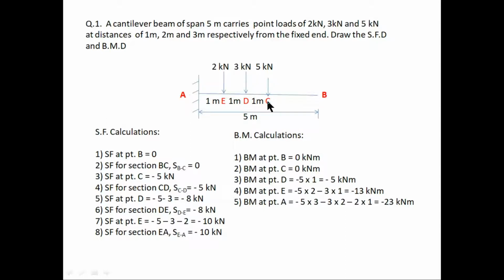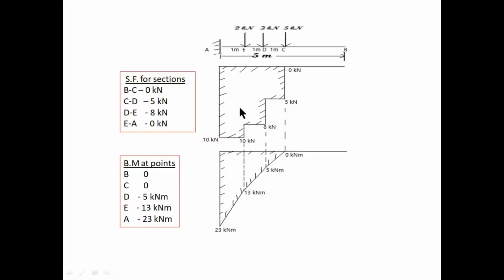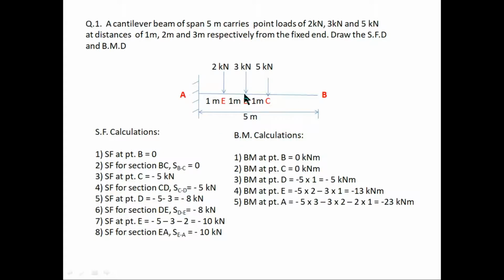BM at point C is also going to be 0 because the 5 kN load, the force passes through this point C. So at this particular point there is no moment, but as the distance increases, at point, say, at point D, we have a 5 kN force here which will cause a bending at point D, and the maximum bending at point D because of this 5 kN is going to be 5 kN multiplied by the distance, that is 1 meter. So BM at point D is equal to minus 5 into 1, that is equal to minus 5 kN meter.